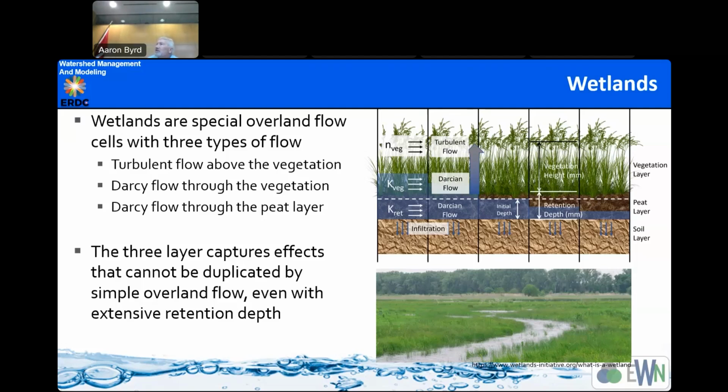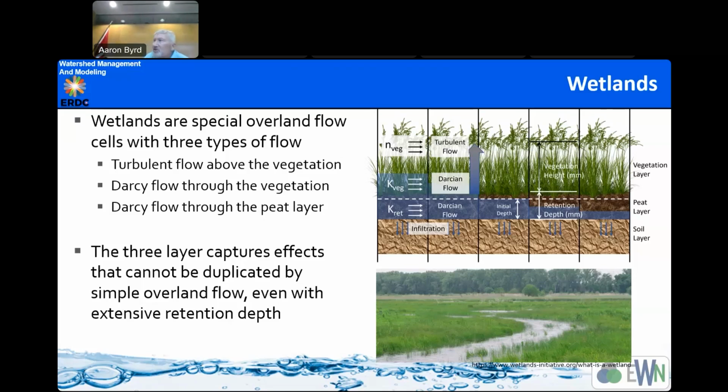And in my experience, if there are significant parts of the watershed that are best defined as a wetland, then this three-layer flow captures dynamics that just trying to solve the overland flow equations won't capture.